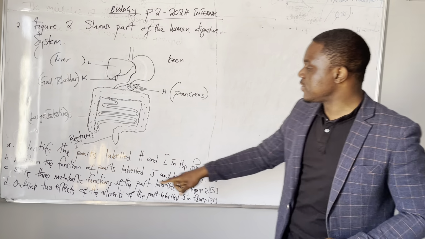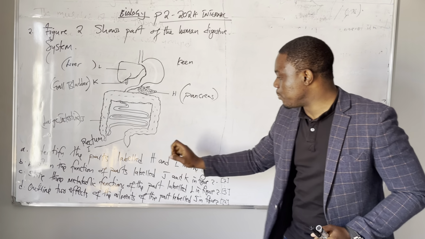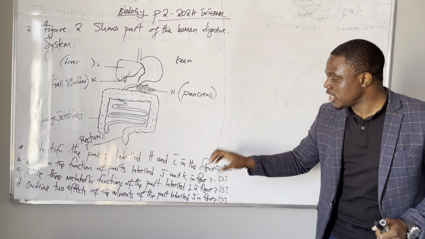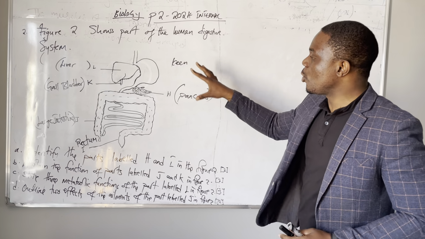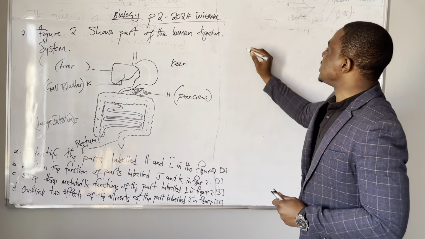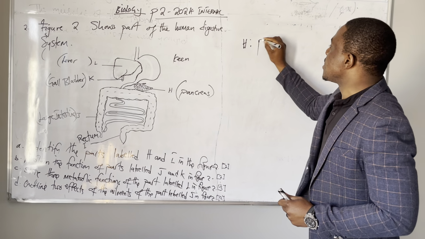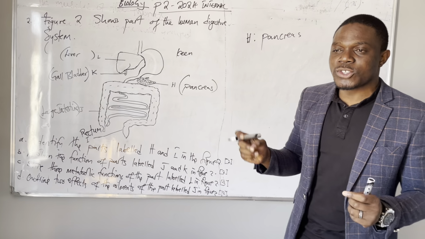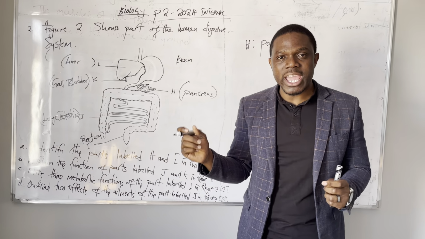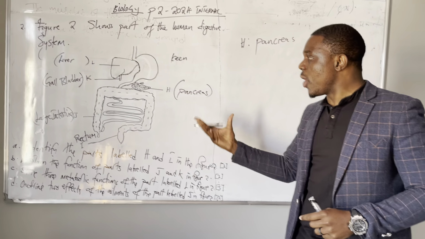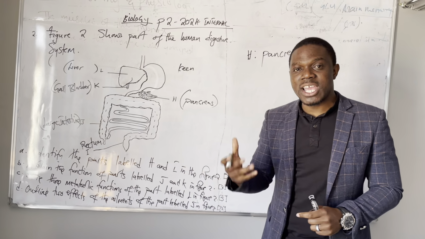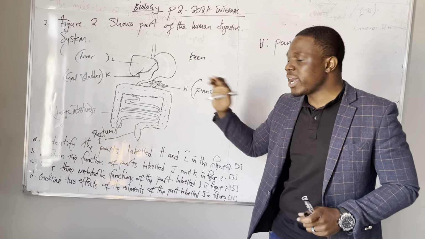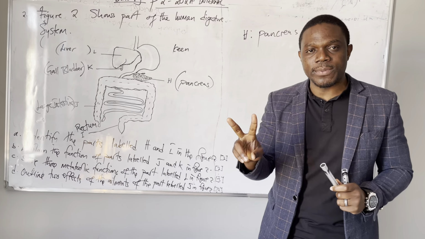The first question is: identify the parts labeled H and I in the figure. When you look at the figure, part H is the pancreas. The pancreas is a gland, and it is an organ just behind the stomach. As you can see the stomach, then we have the pancreas. The pancreas has two main functions.